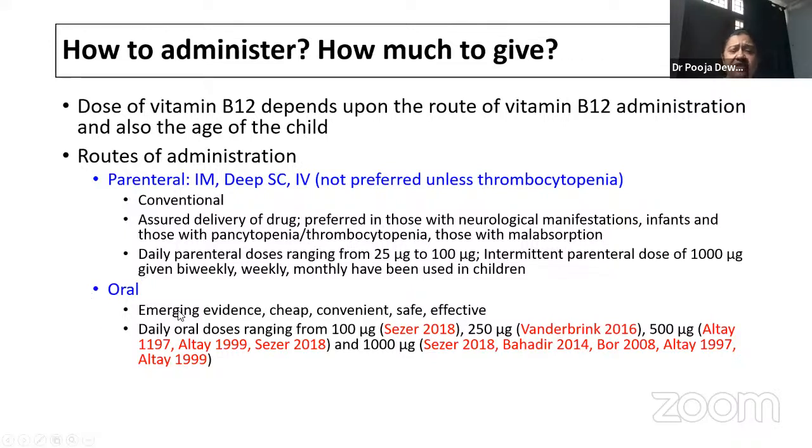There is emerging evidence for use of oral route, and most doctors these days prefer to treat with high dose oral B12 instead of giving injections because injections can be very cumbersome for the patient. And there has been scientific evidence to prove that oral can be as good as intramuscular. Again, the doses can range from 100 to 1000 to 1500 and even 2000 micrograms. 1500 and 2000 micrograms are being used more in adults.